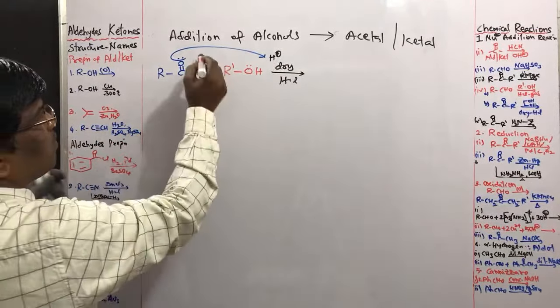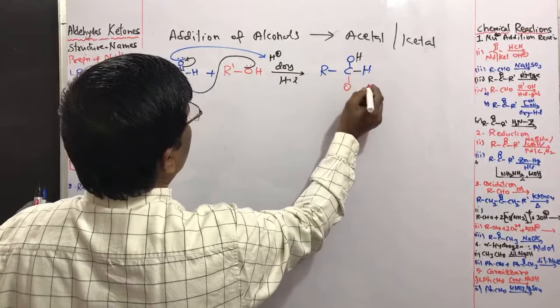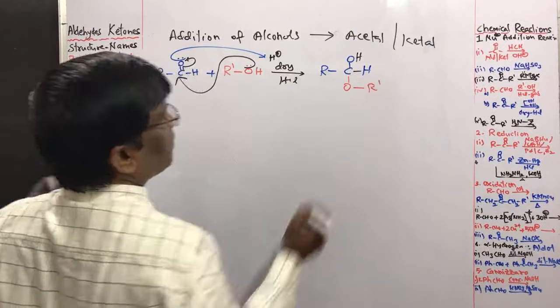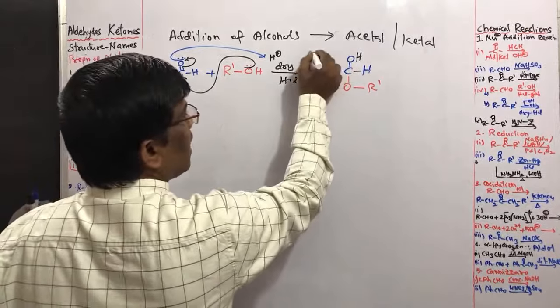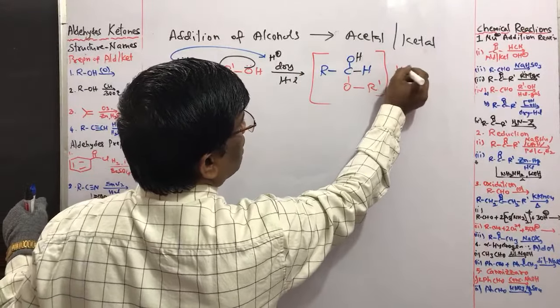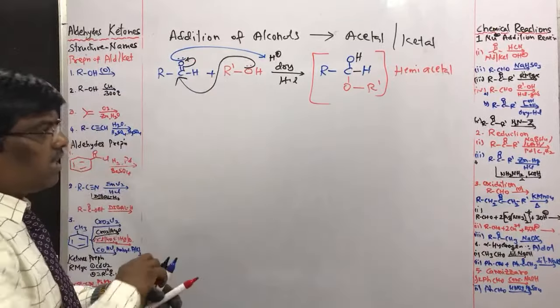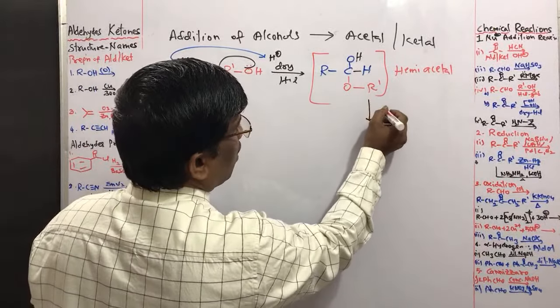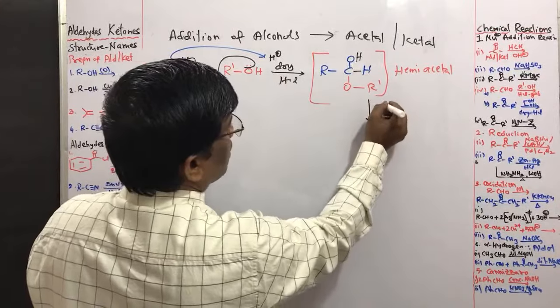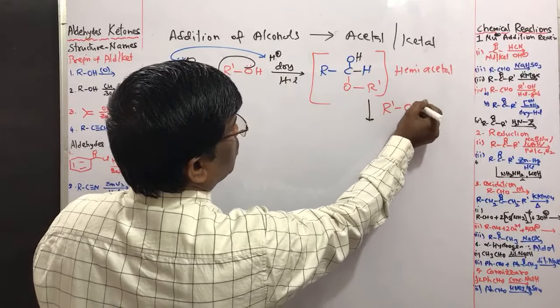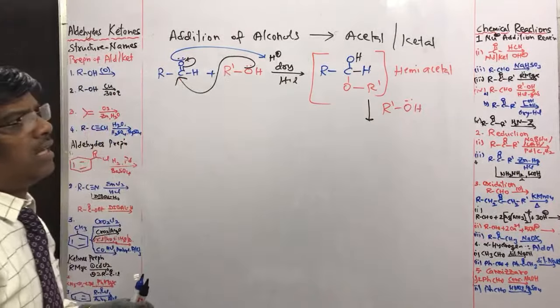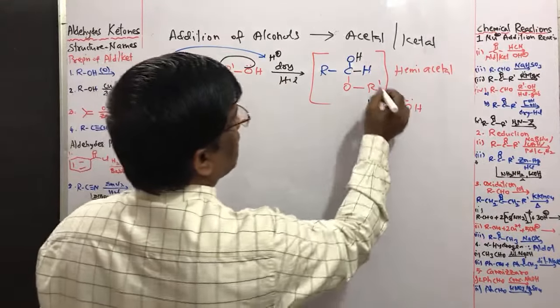RCO. H has come, and now this H is already here, and this is OR prime. This is hemiacetal. Hemiacetal. This further takes up another molecule of alcohol. Same alcohol, we have to use 2 moles. Yes, students. So this further takes up.